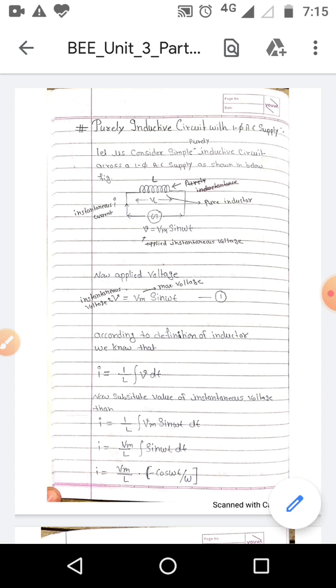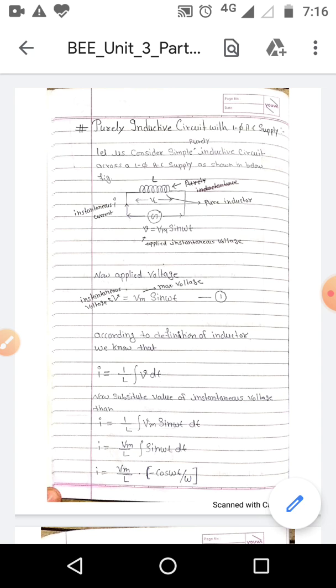Now we know that the applied voltage small v is equal to Vm sine omega t, where small v represents the instantaneous voltage and Vm is the maximum voltage. This is considered as equation number 1. Now our aim is to find the relation between the applied voltage and the current flowing through the purely inductive circuit.